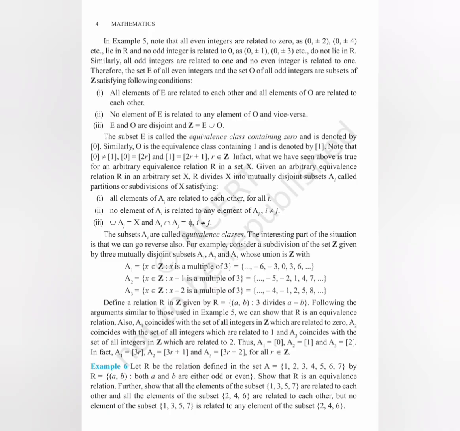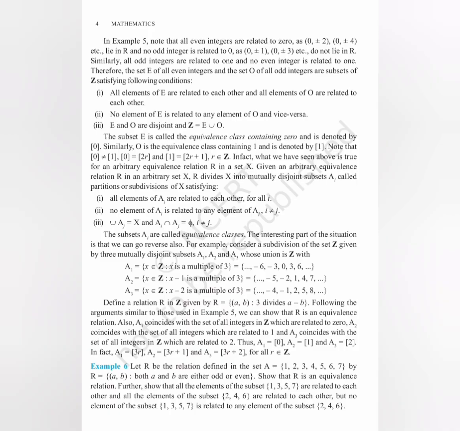Number one, all elements of Ai are related to each other for all i. Number two, no element of Ai is related to any element of Aj, i not equal to j. Number three, the union of Aj equals X and Ai intersection Aj equals phi, that means empty, i not equal to j. The subsets Ai are called equivalence classes. The interesting part of the situation is that we can go in reverse also.